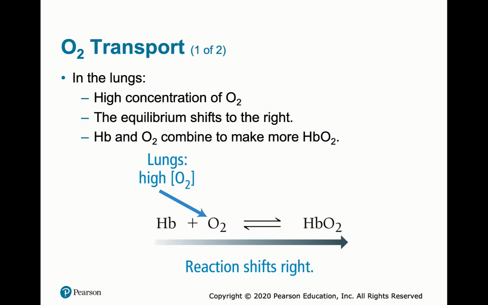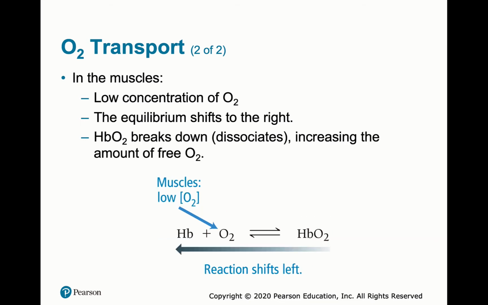So with oxygen, you have a high amount of oxygen in the lungs, and this shifts the reaction to the right. Then when you transport it to your cells, there's less oxygen in your cells, and the reaction shifts to the left, and then the oxygen pops off.